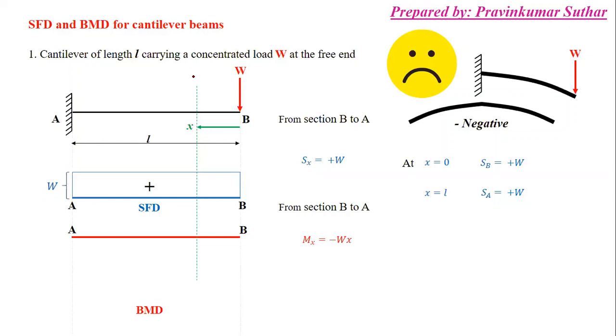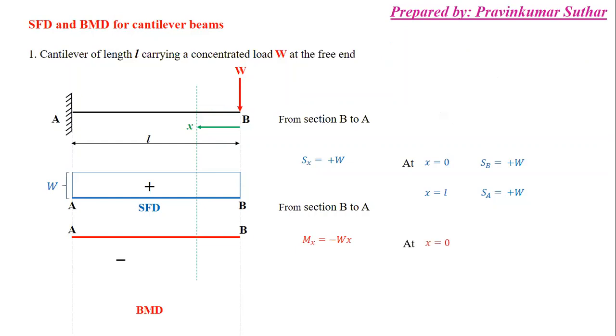So you can just see here that this is W and this is x. Okay, so simply W into x. So this is the moment. Now put the value of x. First we will put x equal to 0, then Mx will be 0. So simply bending moment at point B is equal to 0, and second, at x equal to L, or we can say simply at point A, MA is equal to minus WL. So maximum bending moment is WL. Okay, so in this, as you can see, the maximum bending moment is WL with a negative sign.